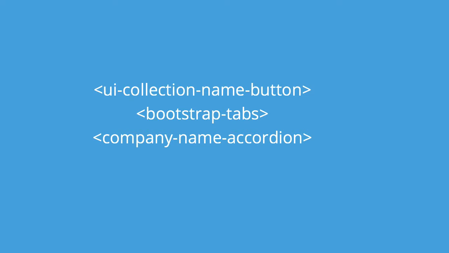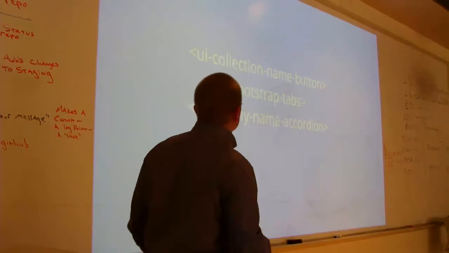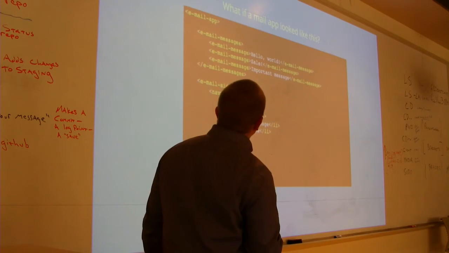Slash button, or dash button, right? If you have a button. Or maybe you're like Bootstrap, right? So Bootstrap dash tabs. Or maybe you have your own company or organization, you're making a custom element, and you can say dash accordion there. And so you can sort of namespace these, and when you look in the HTML, you know what they are.